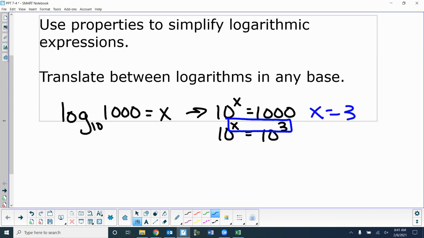That's what you're looking for. You're looking for the exponent. That's what logs are. The next one was log base 5 of 0.2.